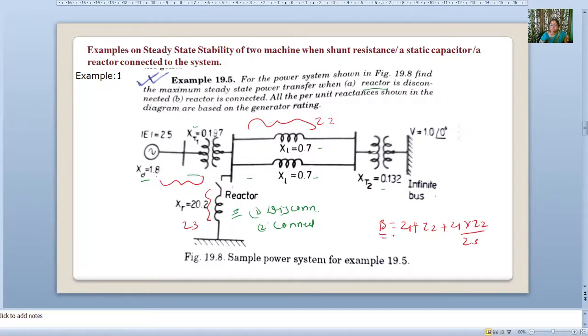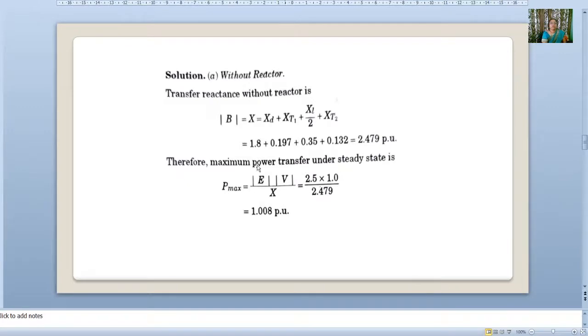Okay, now we'll move to the next slide. Without reactor, it is simple. I told you 1.8, 0.197, 0.35: xd, xt1 plus xl by 2 plus xt2.